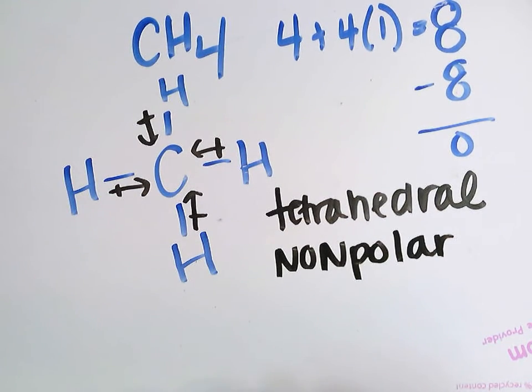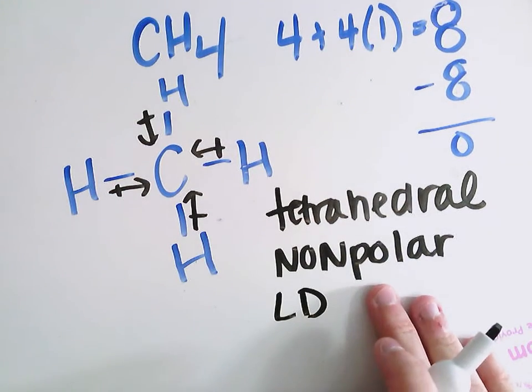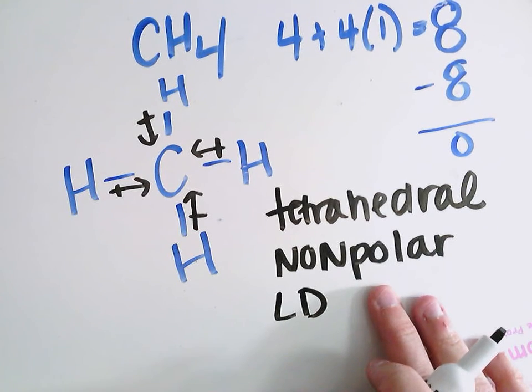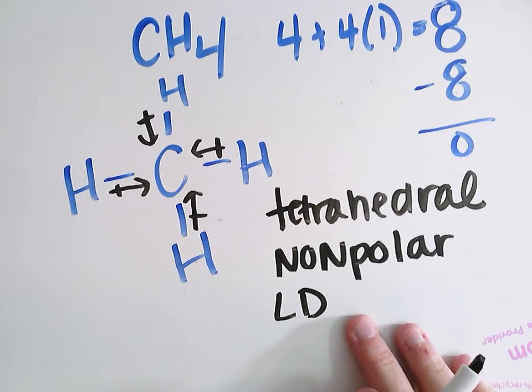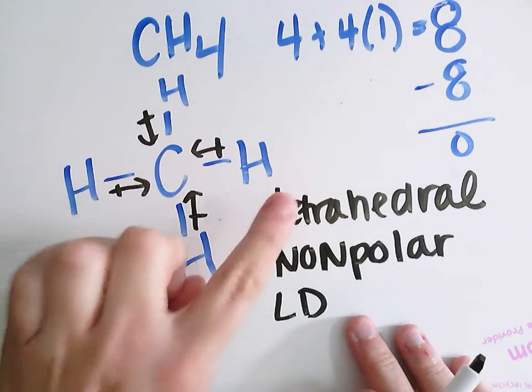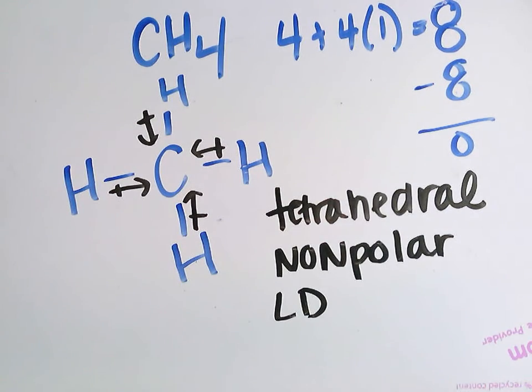Now let's talk about our intermolecular forces here. So I drew it, so it has LD. It's non-polar, so it cannot have dipole. Remember, dipole has to be polar. And then let's look at hydrogen bonding. Remember, hydrogen bonding has to be between hydrogen and nitrogen, hydrogen and oxygen, or hydrogen and fluorine. This is a hydrogen and carbon, so it does not have hydrogen bonding. So this is our final answer for this question.